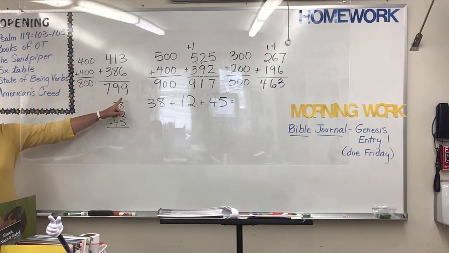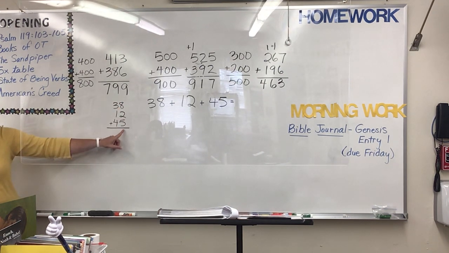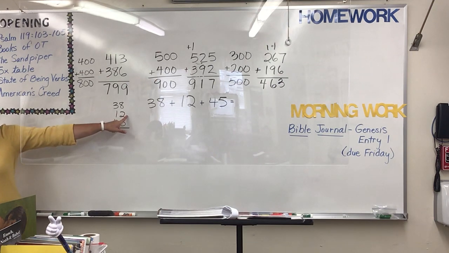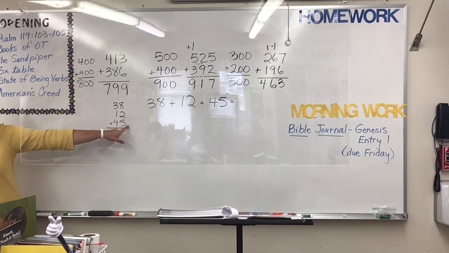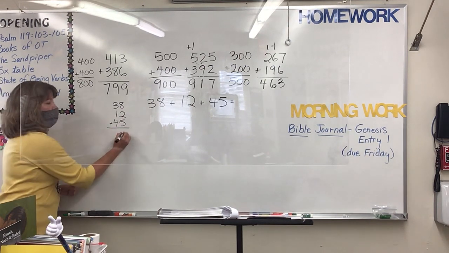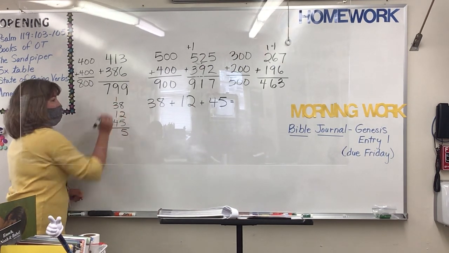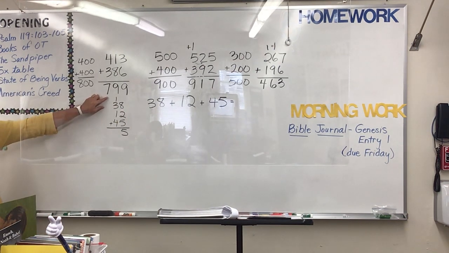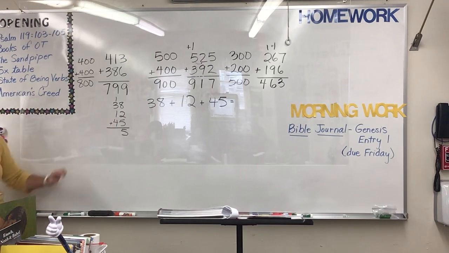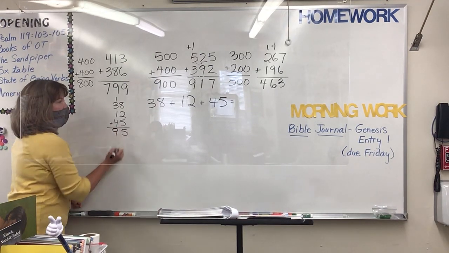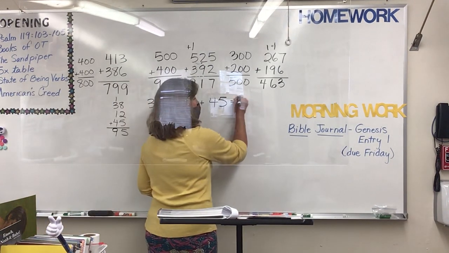All right, now look, if you look at your ones place, I see something that adds to 10. 8 plus 2 equals 10, right? And then all you have to do is add a 5. So what's 10 plus 5? 15. So put your 5, carry your 1, and now add 1 plus 3 is 4. Add a 1, that's 5, and 5 plus 4 is 9. 9. So the answer is 95.